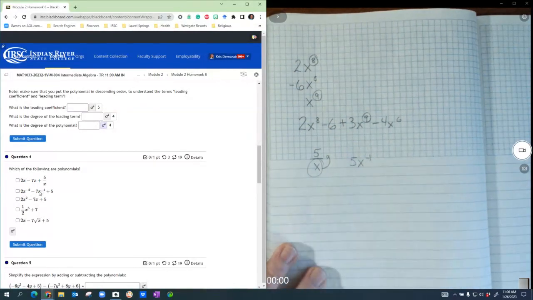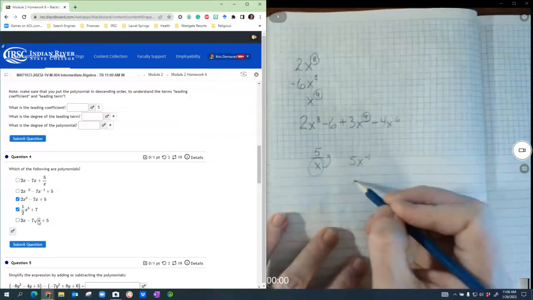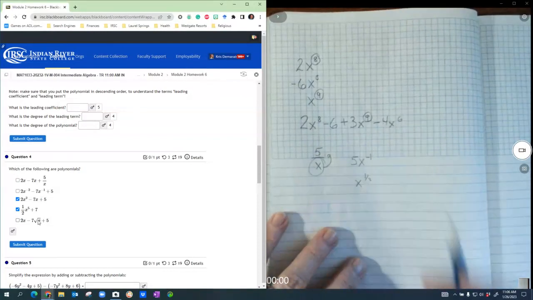Okay. Now this one is a polynomial. This one is a polynomial. And this one, when we're talking about this, is going to have x to the 1/2 power. All right, x to the 1/2 power.